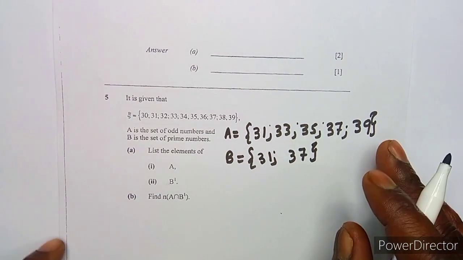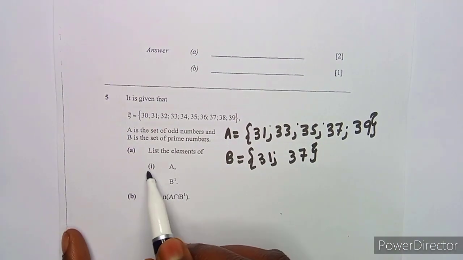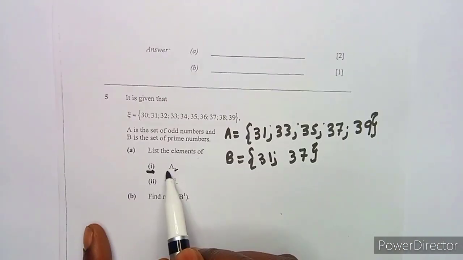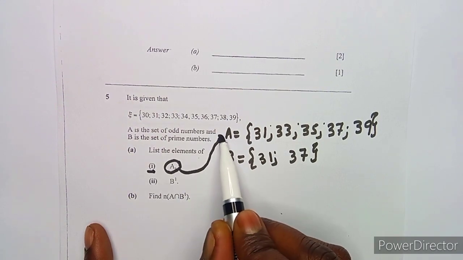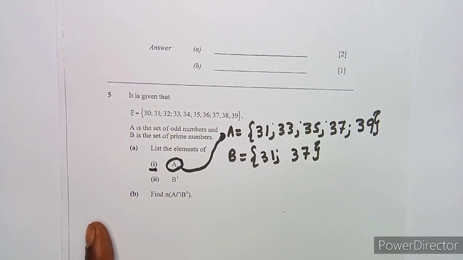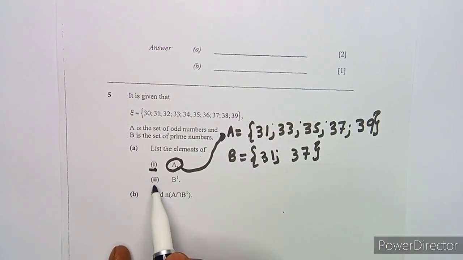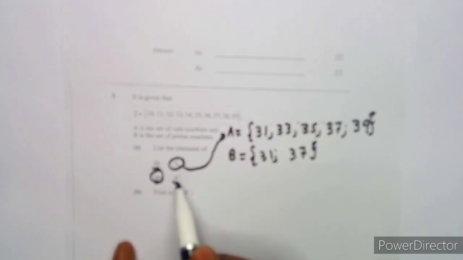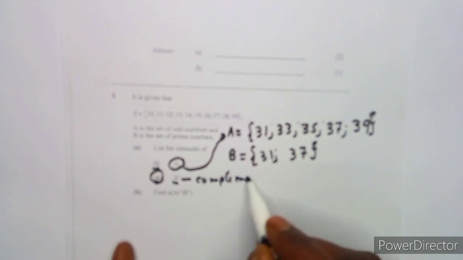Okay, anyways, let's see what we have. The first question that we had on number A, item 1A, was to list the elements of A. So this is what you're going to do. You're going to list this set separately. So already I've listed it, but you are going to list it again. Okay, item 2, which is B to the exponent of 1. This one means the complement of what? Of B. That is the complement of B. Elements which are not in B.